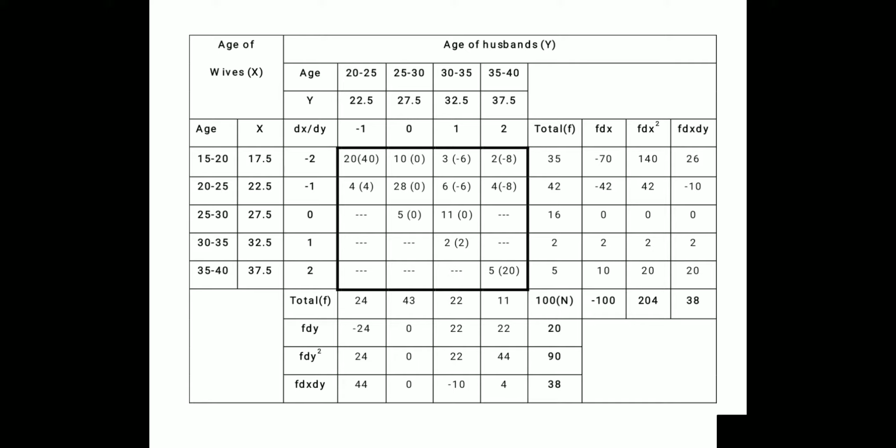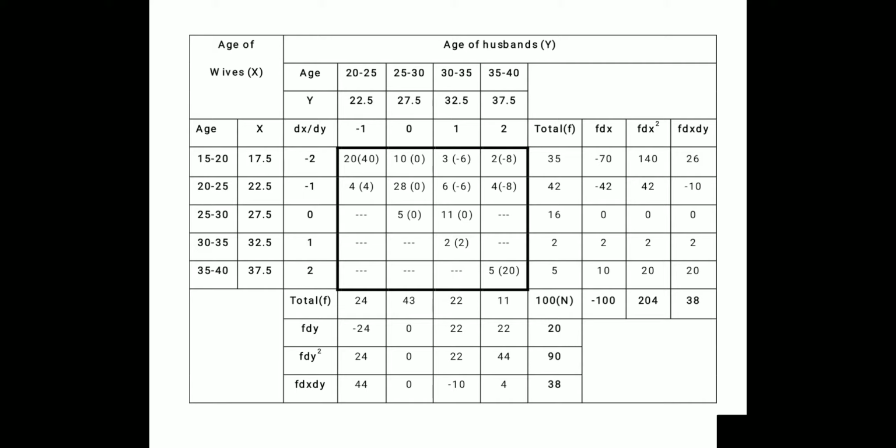You can do this calculation in an alternate way, that is f, that is 35 into dx, that is -2, into dx, that is again -2. 35 into -2 into -2, that will also be 140. Or simply you can calculate this as -70 into -2. Okay, so that will be 140. So in the same way, we should total all the values of f dx square and we will obtain 204 here, that is sigma f dx square.